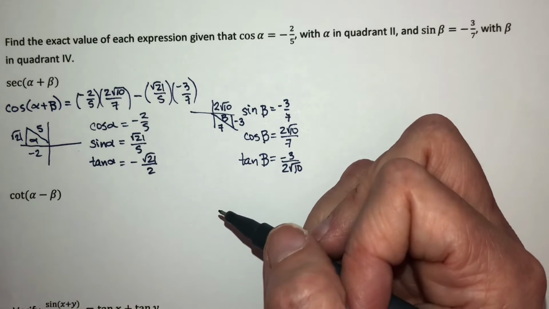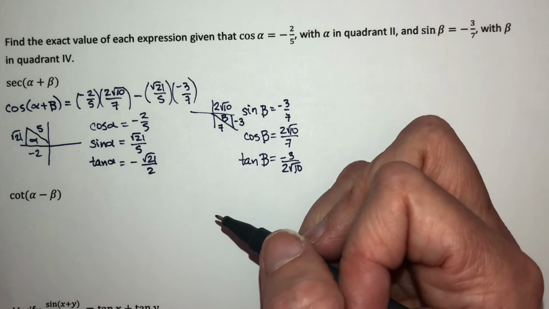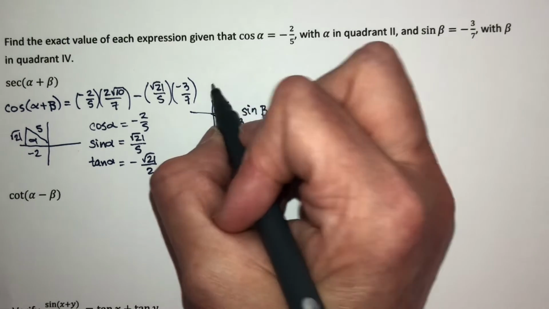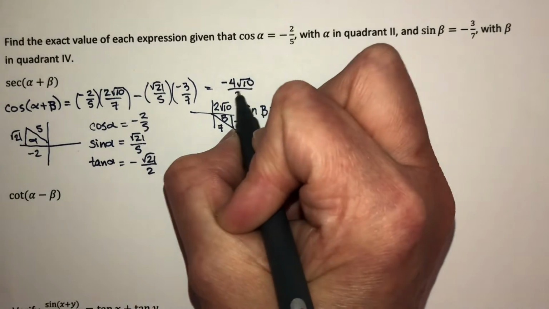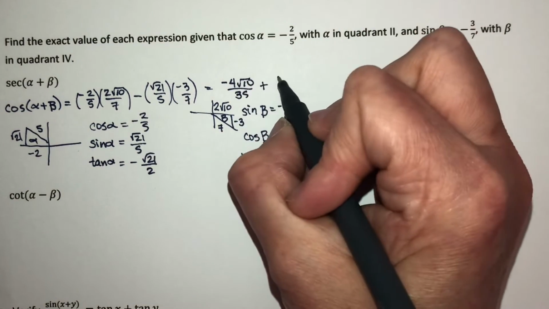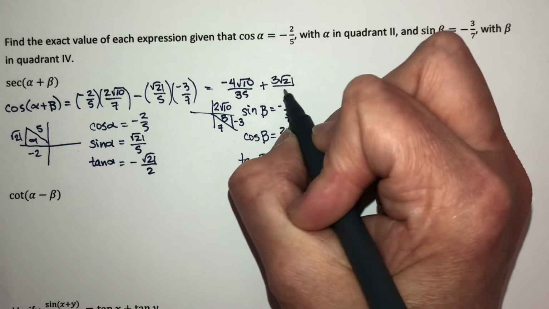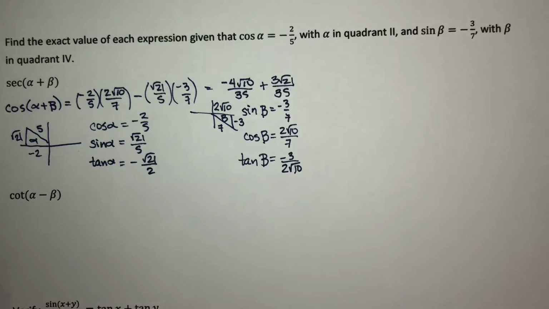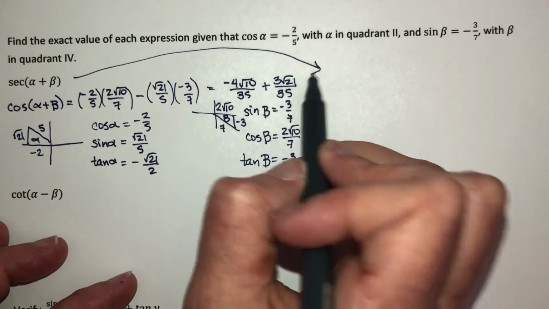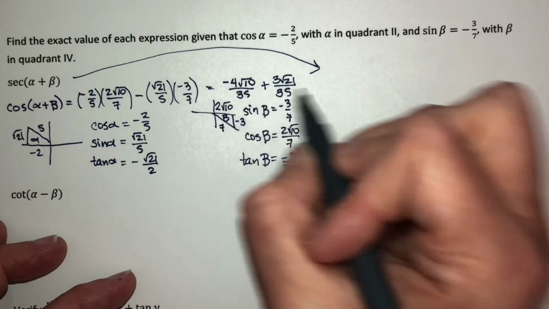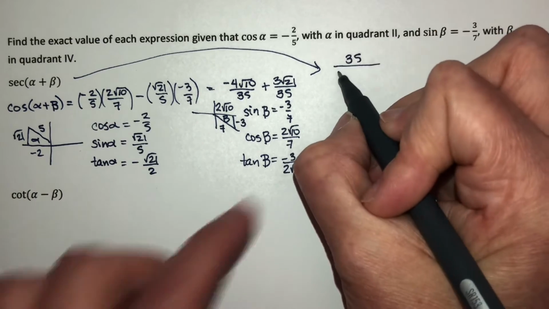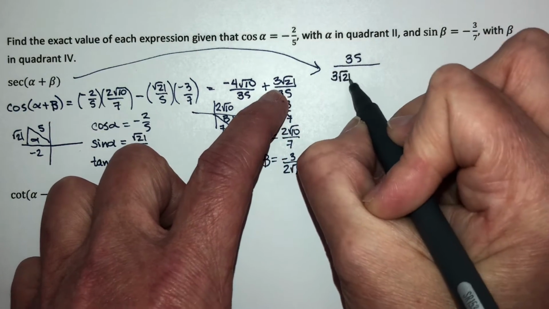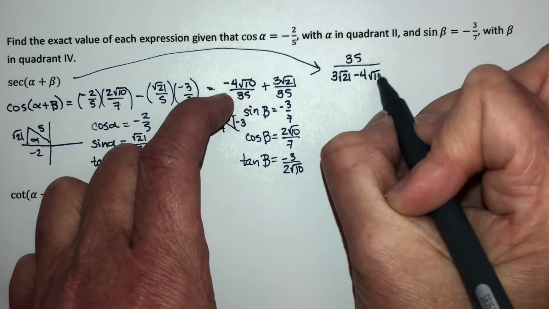Okay, and that ends up giving us negative 4 square root 10 over 35 plus 3 square root 21 over 35. Okay, so what is secant of alpha plus beta? I'm going to be able to combine these into like terms, so that's going to be 35 in the top, taking the reciprocal of it, 3 times the square root of 21 minus 4 times the square root of 10.